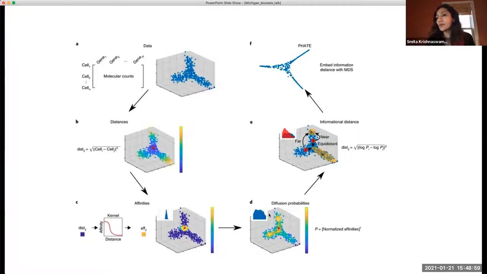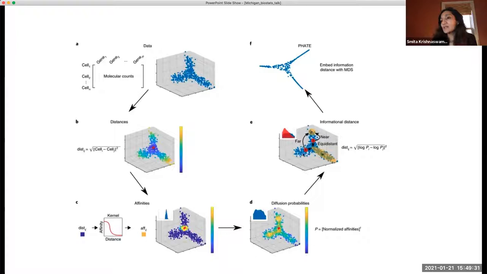And now we have this diffusion operator. It has all the diffusion probabilities we want. It's not overly biased by these density ditches, as I'm calling them. So now, in order to render this so that it's not disentangled into different dimensions and appears in a two-dimensional setting, we go back to a different kind of distance. So distance to affinity to a different kind of distance. This distance is actually an information theoretic distance.